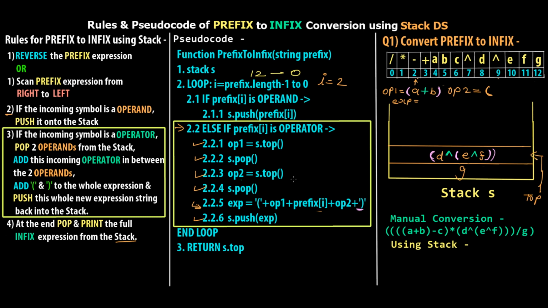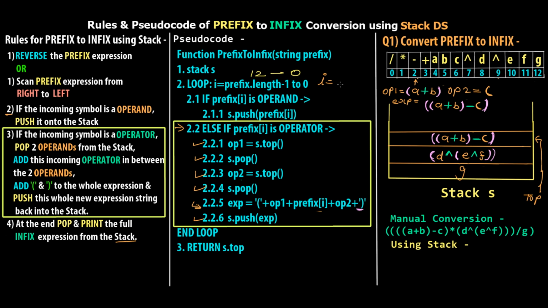At 2.2.5 we create this expression. We say opening brackets. Then OP1. What is OP1? OP1 is opening brackets A plus B closing brackets. So I'm gonna write it as it is. Then we're gonna say prefix of I. What is prefix of I? Prefix of I is minus. So let's write minus. And then we have OP2. What is OP2? It is C. So let's write C. And then we have lastly a closing bracket. So this new exp is gonna be pushed onto the stack at 2.2.6. So take this expression, push it onto the stack, and this becomes the new top of the stack now. And you can see how slowly the sub infix expressions are getting built up. So after 2.2.6, obviously we will come at the end of the loop.